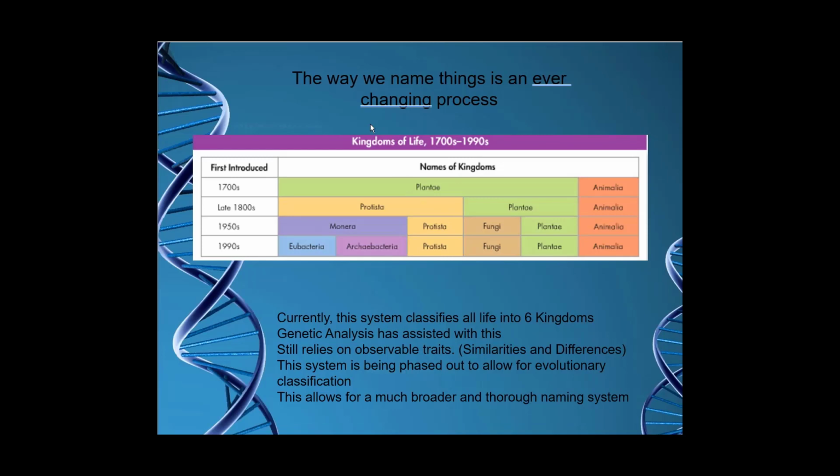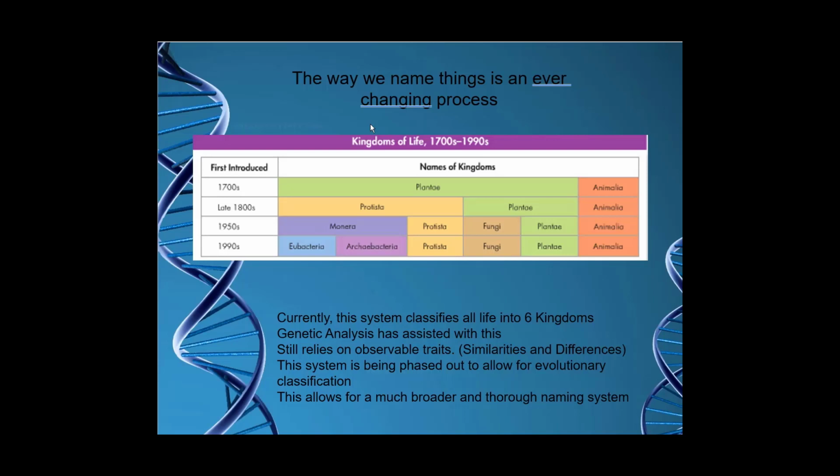Now, the way we classify things is changing. It's not set in stone. It's arbitrary. How we name stuff is up to us. There's no master book where it's like, here's how you have to name these animals. It's changing, and rightly so, because we're always learning new things about species on Earth.